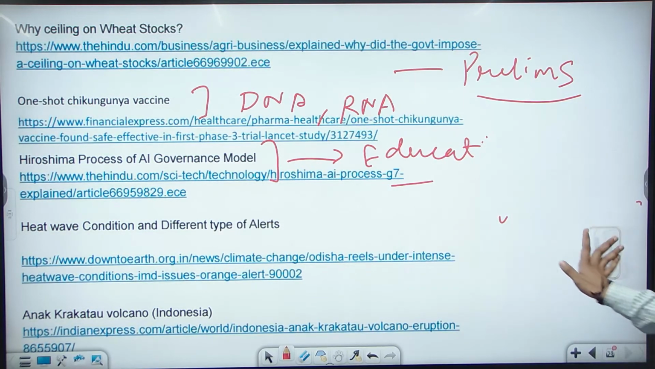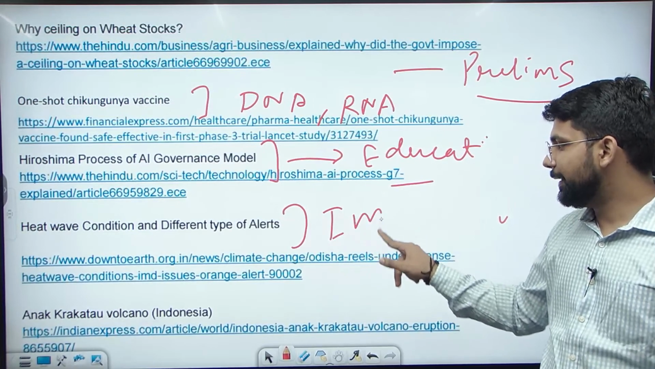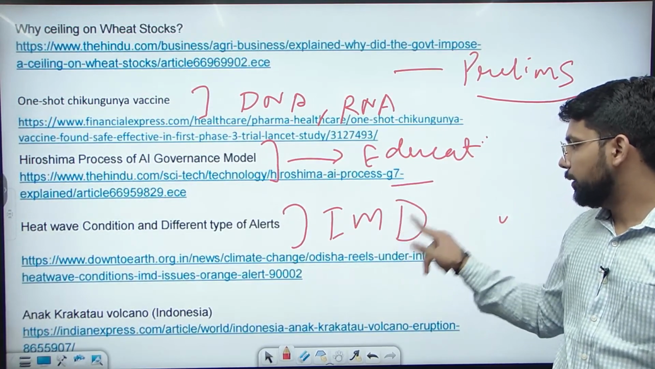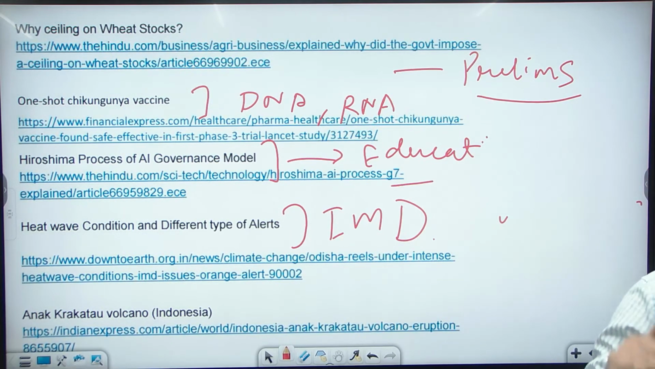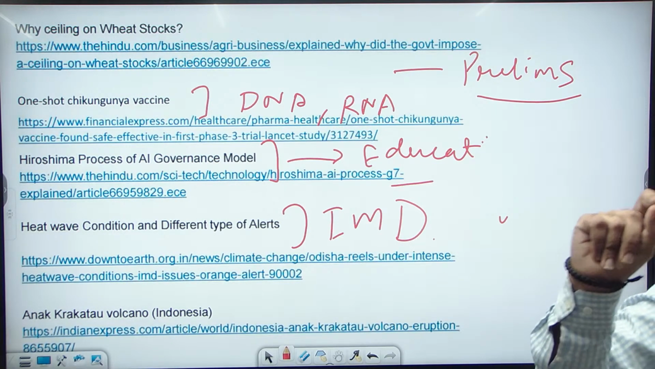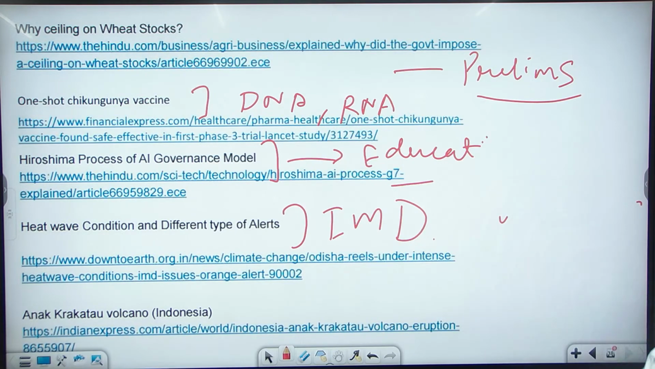Next is the heat wave condition and the different types of alerts given by the IMD. If you see the 2022 mains paper of geography, there was a direct question: what are the alerts for the cyclone given by the IMD? A similar type of question can also be asked about the heat wave. There are 3-4 kinds of alerts issued by the IMD for heat waves. So क्या क्या heat waves के लिए condition है, what can be the alert for it.